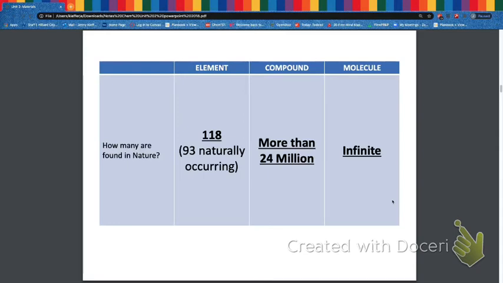Compounds, there are millions and millions of compounds, and even more molecules. Everything around you is made up of some kind of a mixture of compounds and elements.